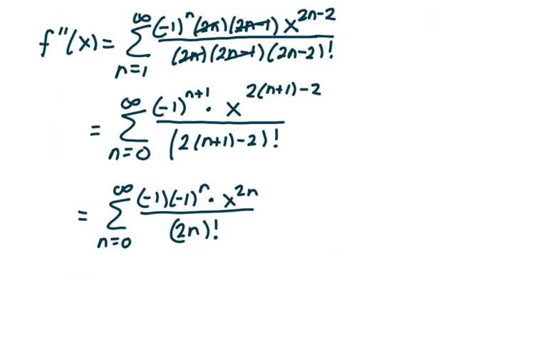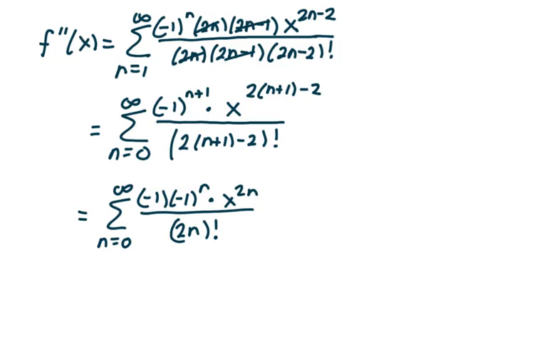Now, from here, f double prime of x is the summation from n equals 1 to infinity of negative 1 to the n times 2n times 2n minus 1 x to the 2n minus 2 divided by 2n times 2n minus 1 times 2n minus 2 factorial. Now, the 2n's cancel, the 2n minus 1's cancel.